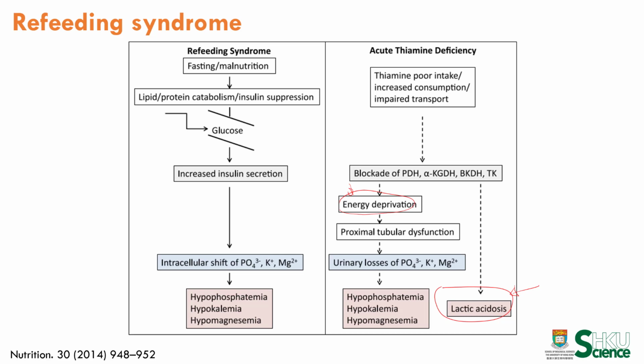So refeeding syndrome is something that has to be monitored very closely in clinical practice. And this is one of the leading causes of death of people who are being treated for malnourishment. So when you study clinical nutrition, this is one of the most important topics that any dietetic school will teach you about. And make sure that you don't make this kind of mistake.